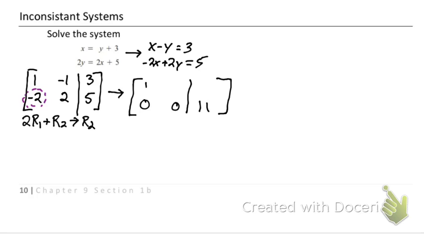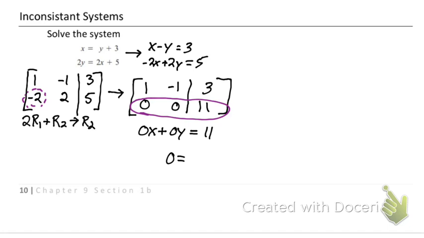Our top row never changed. It's still 1, negative 1, 3. I am done with this problem because this is also a special case, because I can't turn that 0 into a 1. And remember, what that equation is actually saying is if you have 0 x's and you add 0 y's to that, it's going to equal 11. In other words, 0 equals 11. That is false, so it's inconsistent.